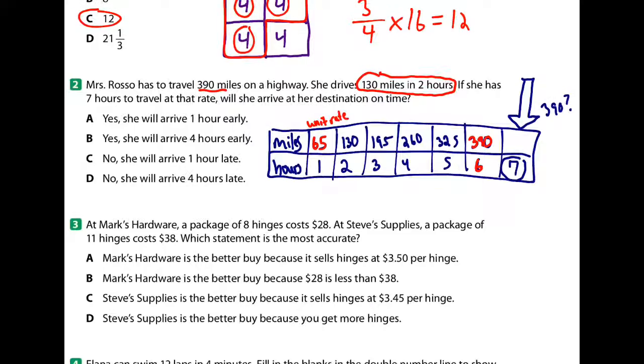So yes, she will arrive on time, and she will arrive an hour early because it only took her 6 hours to get there. So if you were to keep going, you'd see 455, but you don't need that because she's not going that far. All right, so that's the answer to 2. If you had it right, give yourself a C. Remember, if you had it wrong, think ratio tables. Do a ratio table and you can answer almost any of these.